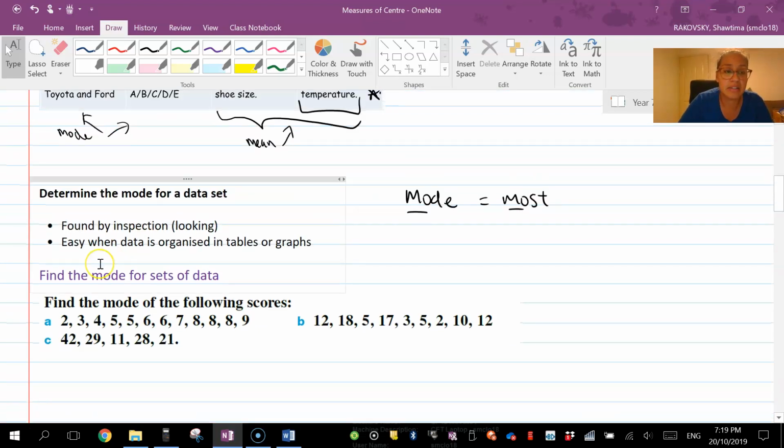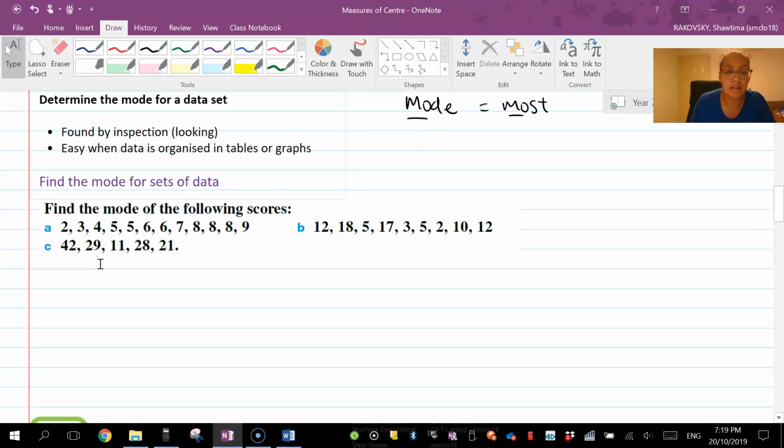Now here it is. Oh, sorry. We're having a look at this one here. It's already being given to us in ascending order, so from smallest to largest. So we just need to find the one that occurs the most frequently. There's 2 5s, 2 6s, but there is 3 8s. So the mode for this set of data is these 3 8s, or 8.